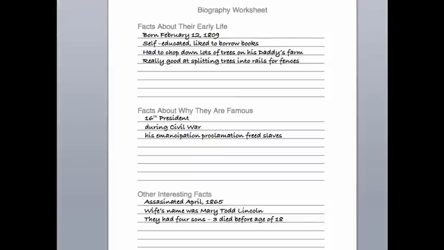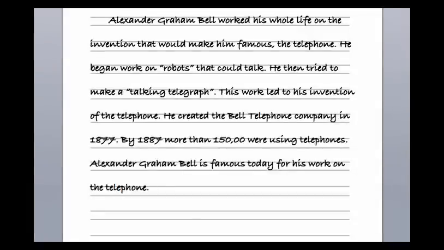Now, as part of this paragraph, turn the facts about why they are famous into sentences. Again, this might be 2 sentences, or it might be 6. Remember, say the sentences silently in your head before you write them down. The last sentence of the paragraph should signal to your reader that you are done talking about this topic. An interesting signal that reminds the reader of the first sentence is, "Alexander Graham Bell is famous today for his work on the telephone."